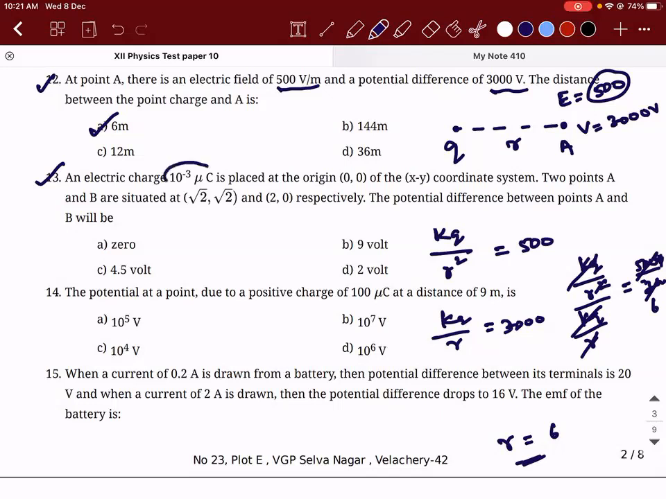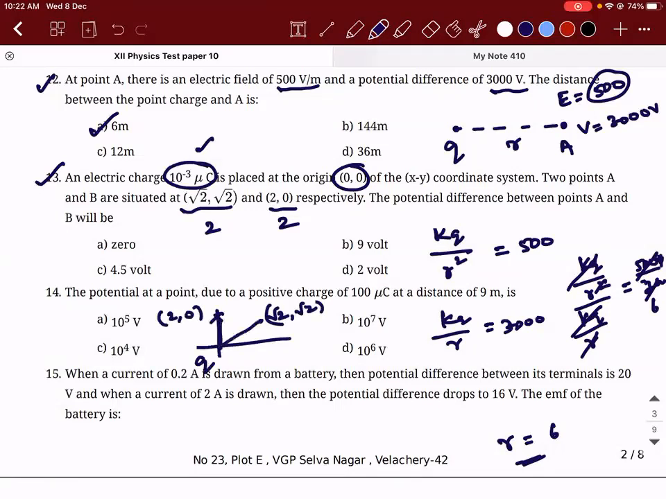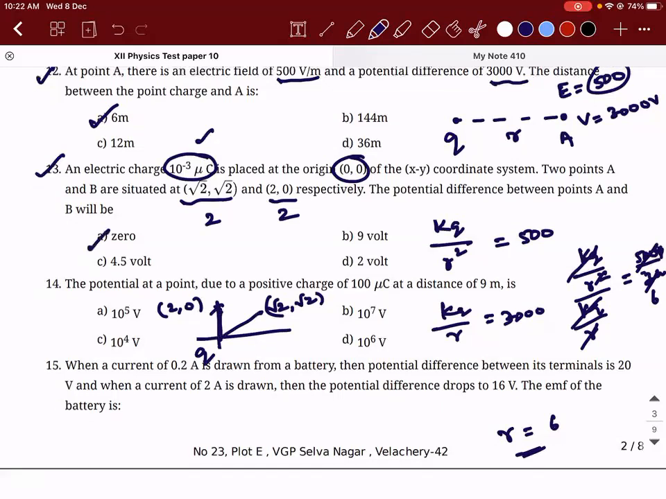See, the charge is the same. If you measure the distance, this distance is 2: root of 2 plus 2, that is root 4, which is 2. And this distance is also 2, because this charged particle is placed at the origin. I hope you're able to understand what I'm trying to say. One of the coordinates is (root 2, root 2) and the other coordinate is (2, 0). This distance and this distance are same, so these 2 points are said to be at the same potential. Hence the potential difference is 0.